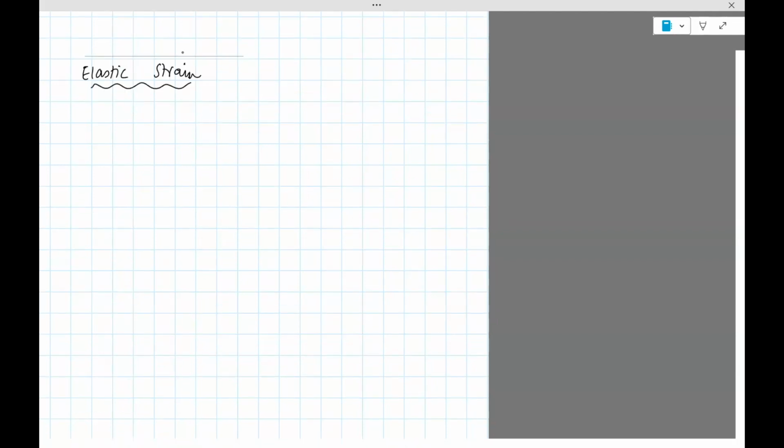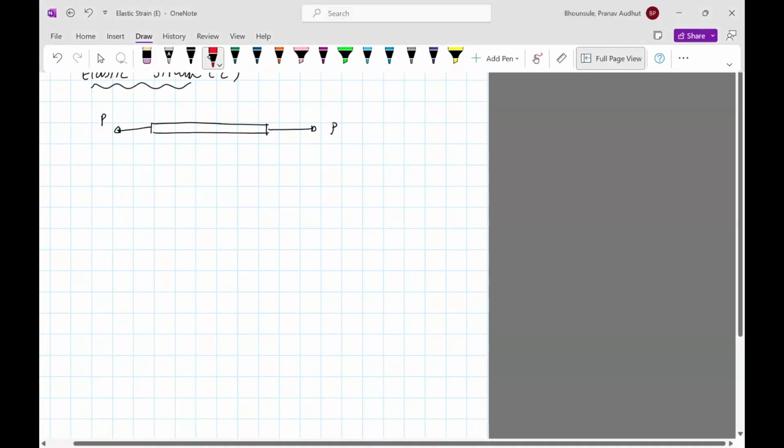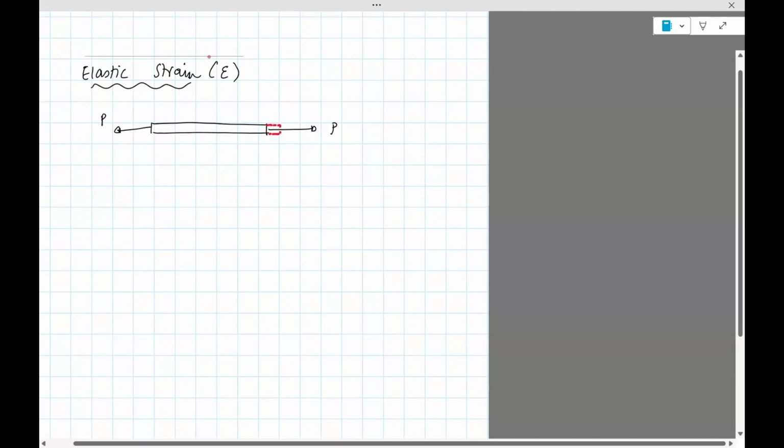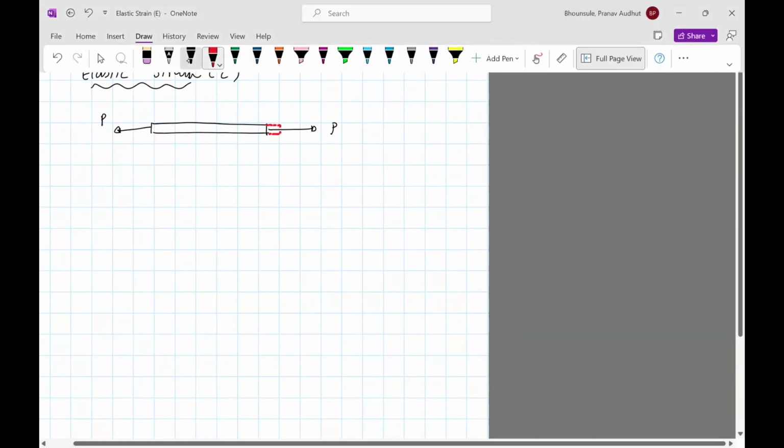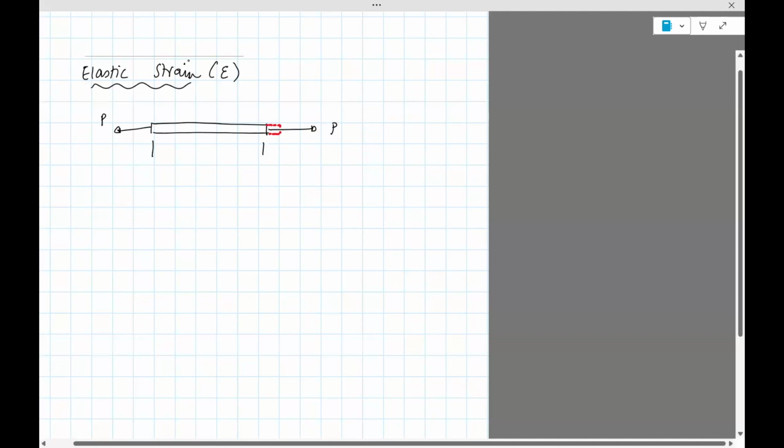Yeah, we've seen this before. Elastic strain is epsilon. If you have, let's say, a beam subjected to a force, and you apply a large enough force, this beam is going to stretch. So let's say the original length is L.